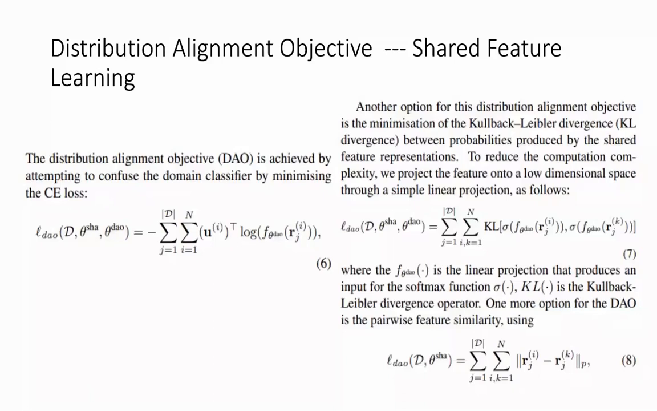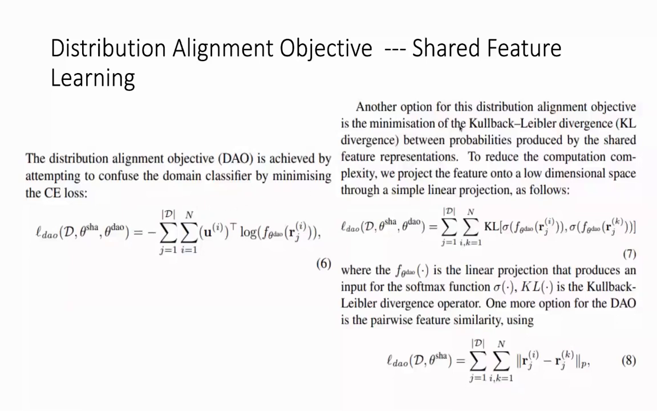Next, we look at the distribution alignment objective for shared feature learning. For shared features, we want them aligned with each other. Different from the previous slide, for this objective function we develop three different variants. The first is achieved by the negative of the CE loss from the previous slide. Basically, we add a negative sign in the beginning, trying to confuse the domain classifier.